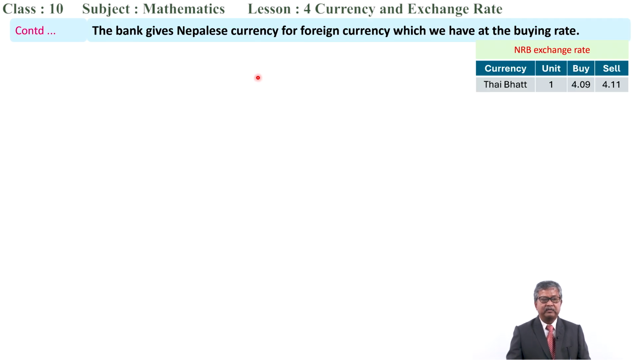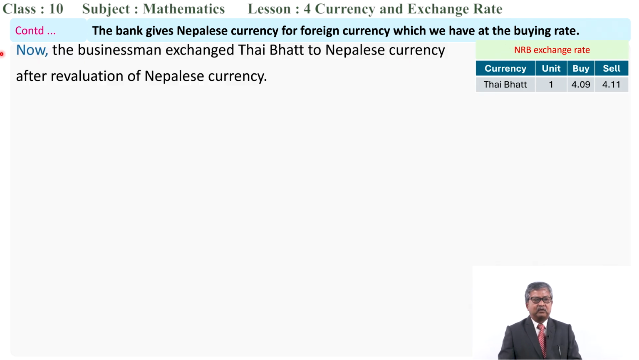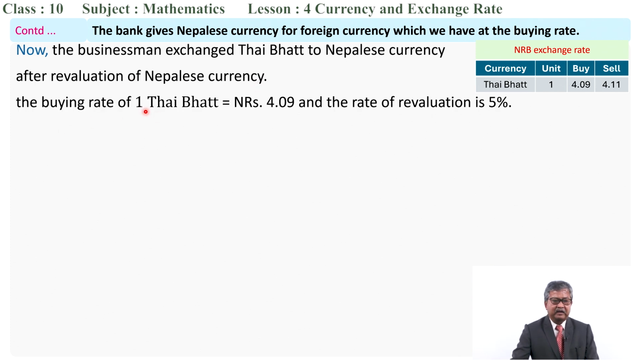Then the bank gives Nepali rupees for the foreign currency which we have. So the bank uses the buying rate now. So for revaluation, which rate? Now we calculate with the buying rate. So now the businessman exchanges the Thai baht to Nepalese currency after revaluation of Nepali currency. So the buying rate of 1 Thai baht is equal to how much? Rupees 4.09, and the rate of revaluation is 5%, isn't it?